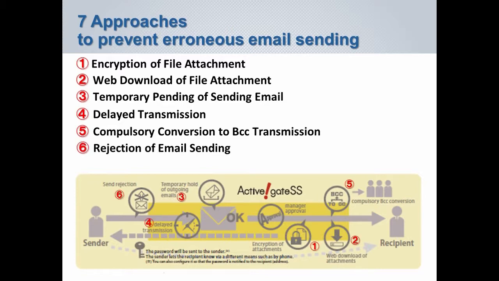The sixth is reduction of email sending. The administrator can set up policies for what kind of email is not to be sent. For example, when an email contains the keyword confidential in the email contents, or when a competitor's email domain or free email domains are contained in the destination, the email cannot be sent to such prohibited destinations.